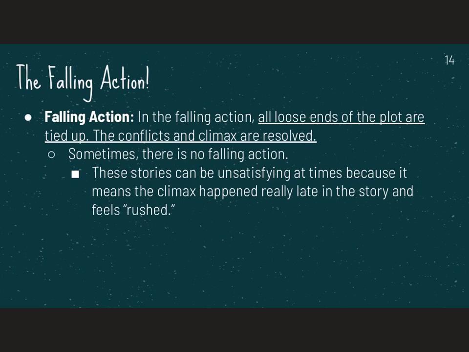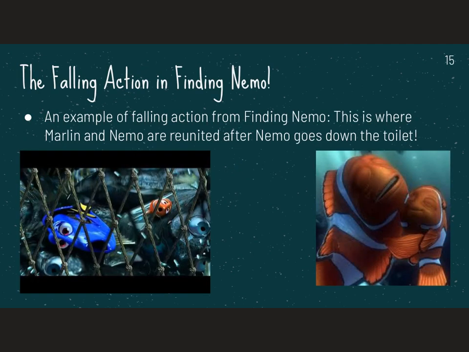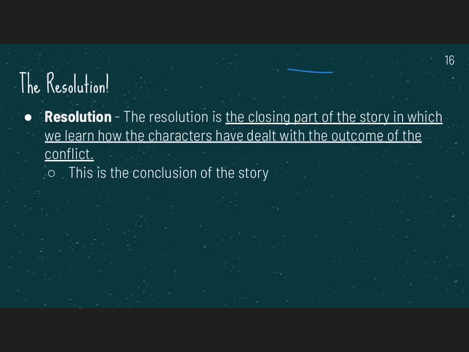After the climax, we have the falling action. In the falling action, all loose ends of the plot are tied up, and the conflicts and the climax are resolved. Sometimes there is no falling action, and this kind of makes stories unsatisfying at times because it means the climax happened really late in the story and it feels kind of rushed. Finding Nemo had an incredible falling action though, because this is where Marlin and Nemo are reunited after Nemo goes down the toilet.